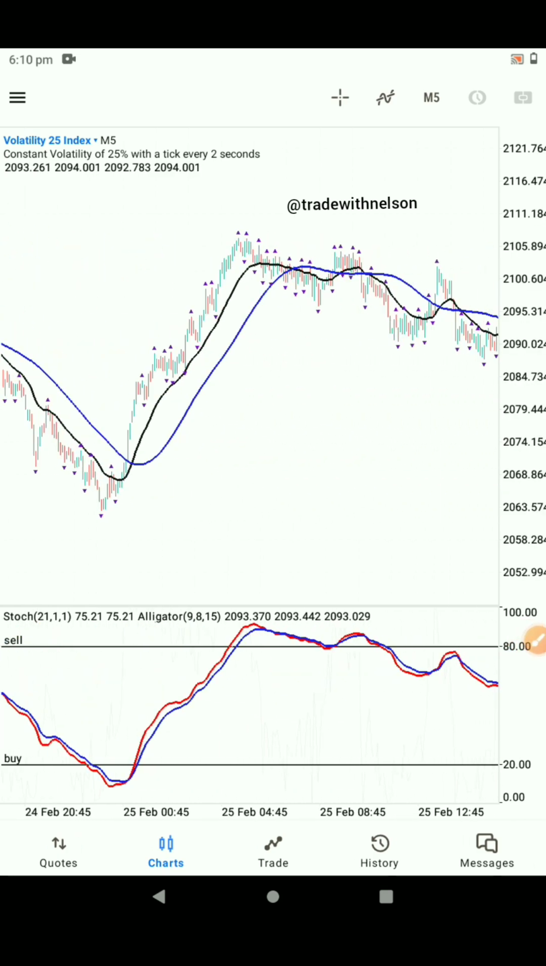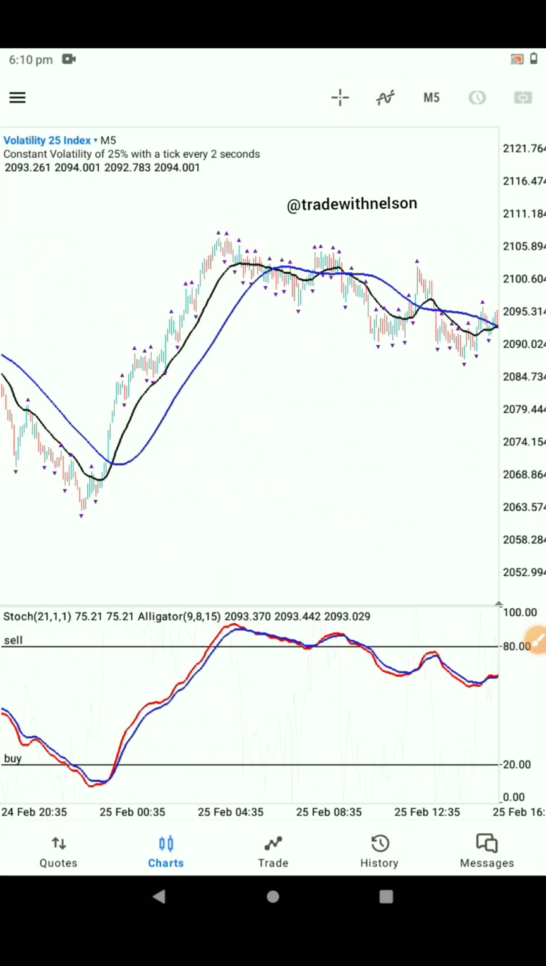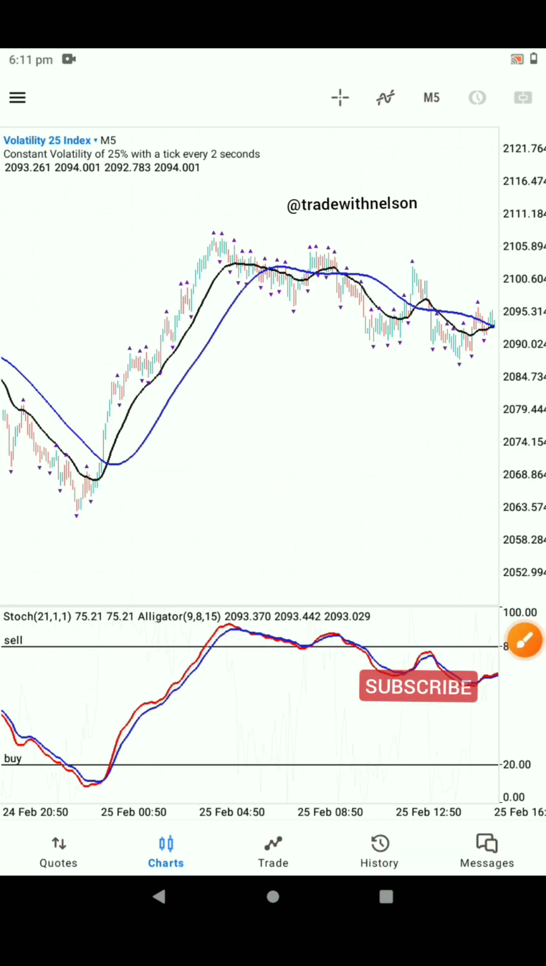So if you follow my settings correctly, your chart should look exactly as what you see over here. So after this, I want you to go back on your chart, back test this strategy, see how you can easily get more accurate entries.